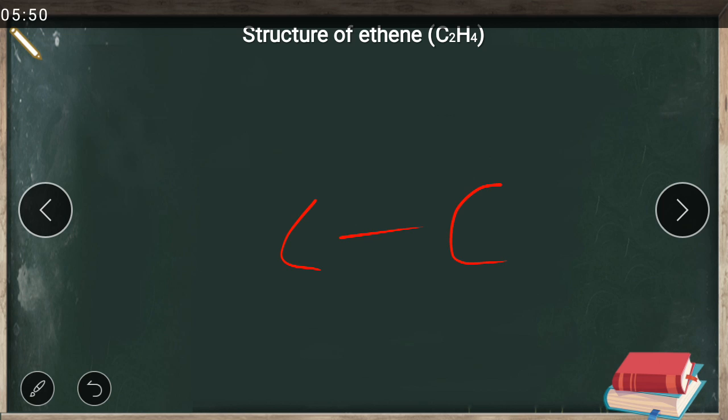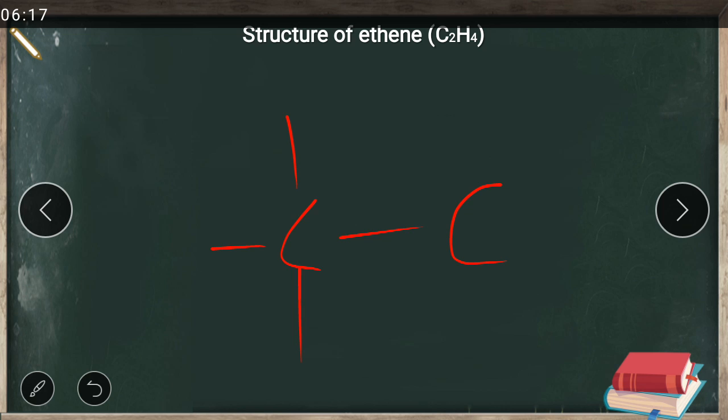Now if we look at the chemical formula, we can see there are only 4 hydrogen, which can satisfy only 4 unsatisfied valencies out of the 6. Here are 6 unsatisfied valencies, but only 4 hydrogen are present. So now what can we do?